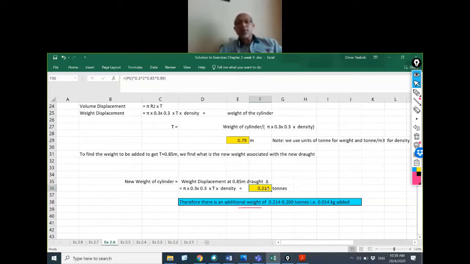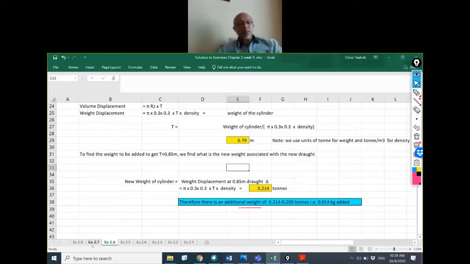So because of that, you know that the added weight is 214 kilogram minus 200 kilogram, the initial one. You can do this calculation in kilogram by using the density in kilogram. But here you get the difference will be 0.14, which is 14 kilogram. So that means if you add 14 kilogram, then you get that difference. But the thing will sink deeper into 0.85. From 0.79 it goes to 0.85.